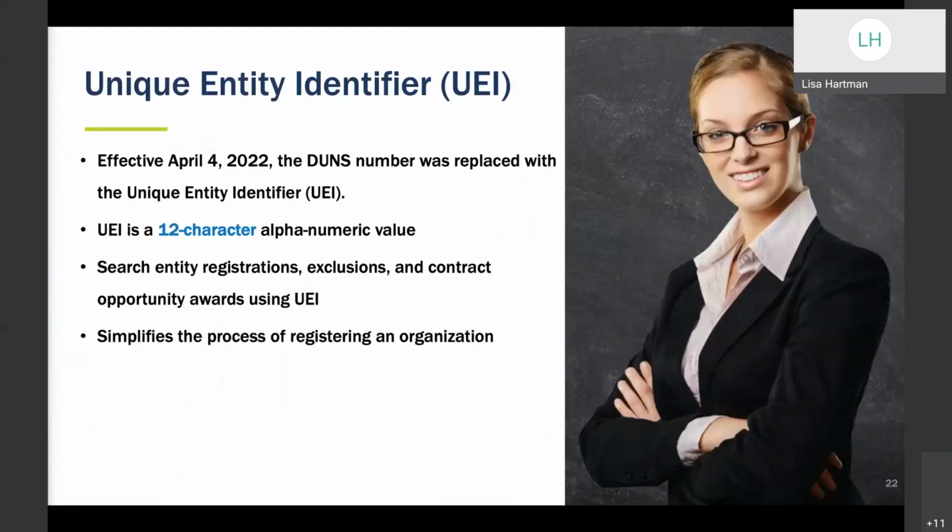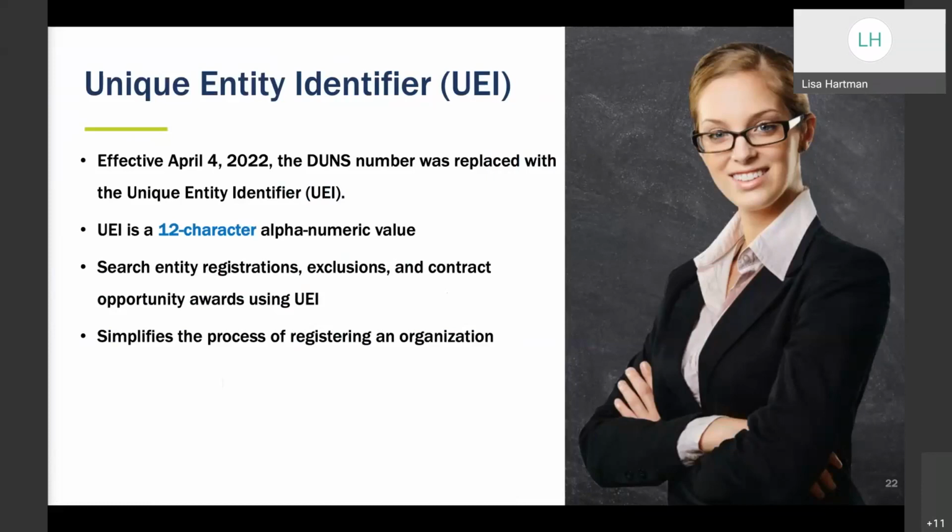Also, effective Monday, April 4th, 2022, entities can no longer see or use the DUNS number anywhere in SAM.gov. The new Unique Entity Identifier, or UEI, is the official government-wide identifier used for federal awards as of April 4th. Now, the UEI is a 12-character alphanumeric value, and it's used in SAM.gov. It's created by SAM.gov, used in SAM.gov and other government award and financial systems to identify a unique entity. Users are going to need the SAM UEI to search entity registrations, exclusions, and contract opportunity awards by entity identifier.